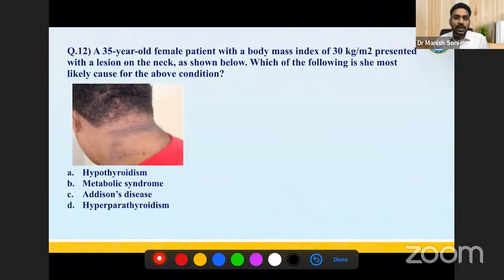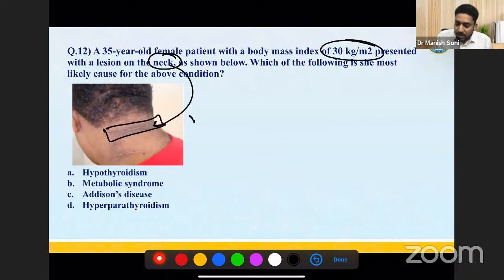Now, the next question is that a 35-year-old female presented with body mass index of 30. Okay, so the BMI is very high. BMI high means height is less, weight is more, because BMI is weight upon height in meter square. So if someone's height is less and weight is more, the BMI increases. So the patient is very obese and what is happening on the neck? A dark color pigmentation. So the patient is developing a dark velvety pigmentation over the neck fold.